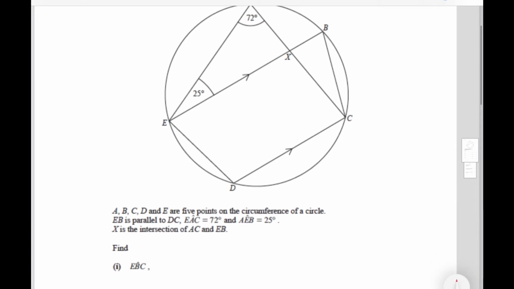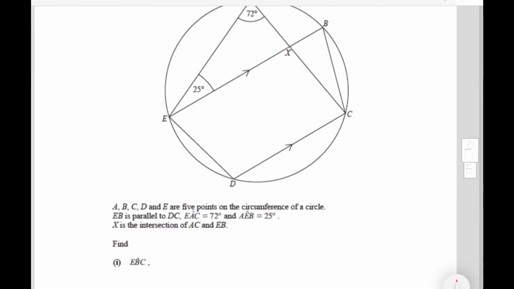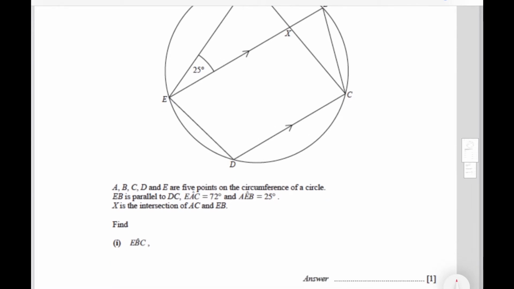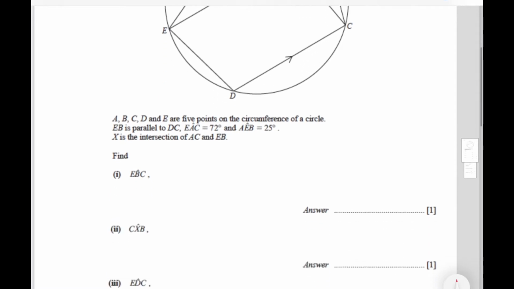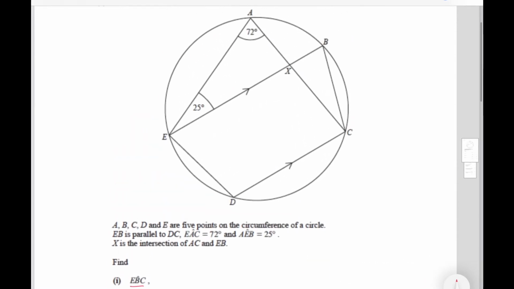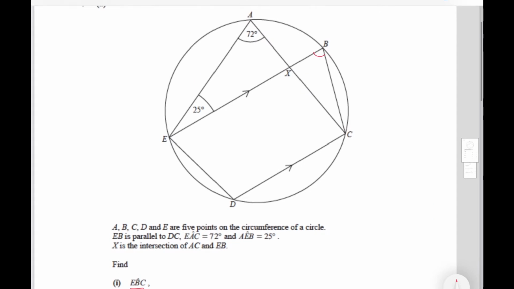The question reads, A, B, C, D and E are 5 points on the circumference of a circle. EB is parallel to DC, EAC is 72 degrees and AEB is 25 degrees. X is the intersection of AC and EB. The first part says find EBC. Angle EBC is this angle right here.